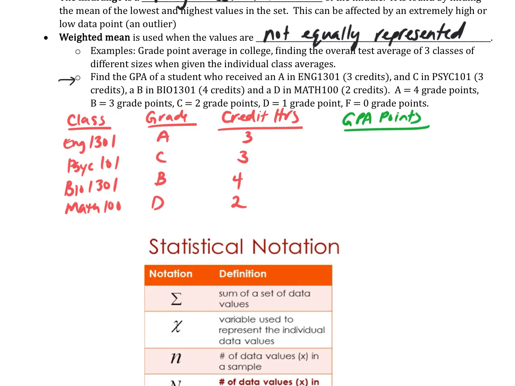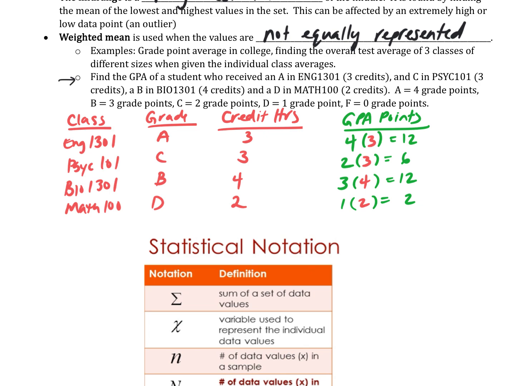So to find your GPA points, if it's an A, it's worth 4 points. So you take that 4 and multiply it by the number of credit hours. A C is worth 2, so 2, and then again times the number of credit hours. A B is worth 3. And a D is worth 1. Does that make sense so far?